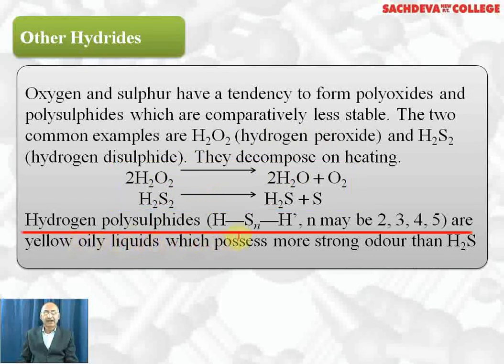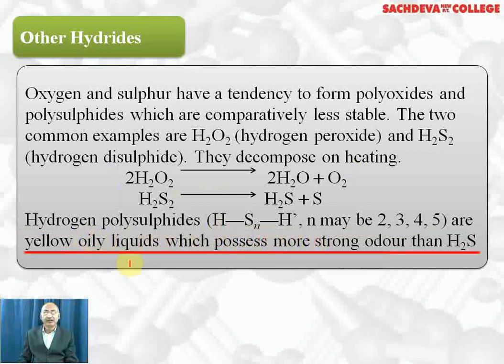Hydrogen polysulfides have the formula H-Sn-H, where n may be 2, 3, 4, 5. They are yellow oily liquids which possess a stronger odor than H2S.